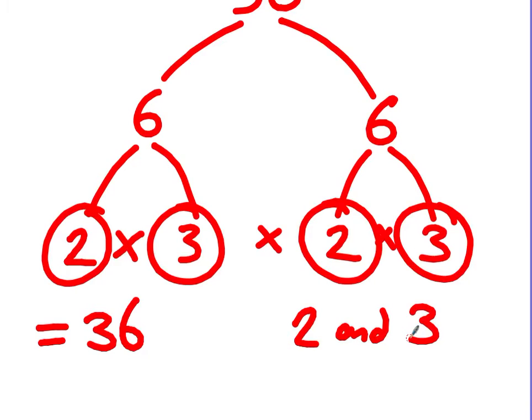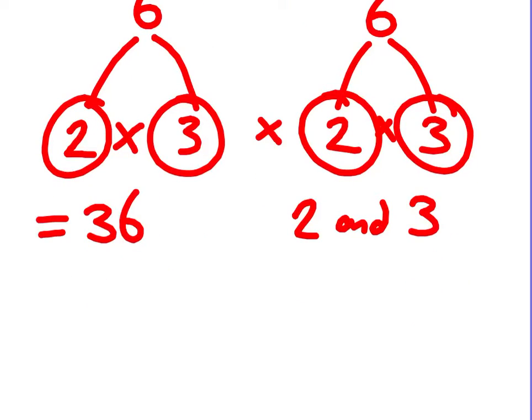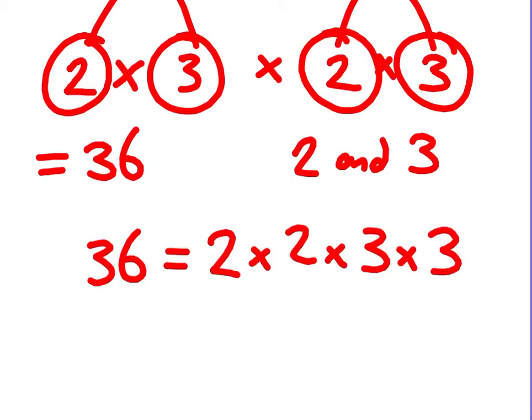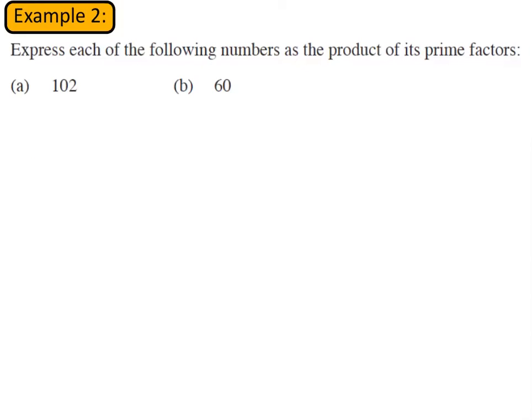I can write 36, if I wish, as the product of its prime factors, which means 2 times 2 times 3 times 3. Often the best way to write this is in index form, so 36 is 2 squared times 3 squared. And there we go. We've gone a bit further in that question than we needed to, but that's how we do it. Now, let's have a go at some more.